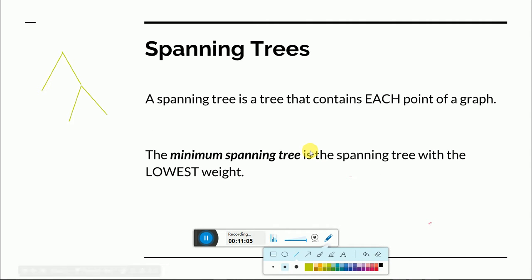Awesome. Now let's talk about what a spanning tree is. If you're given a specific graph, a spanning tree is a subgraph that contains each point of the graph itself. And we said that one of the main keys in discrete mathematics is to talk about optimization. So when we talk about the minimum spanning tree, which will also be referred to as the MST, we're talking about the spanning tree, which means we're going to touch each point. It's going to be a tree, which means we're going to have no cycles. And we're also talking about being minimal, which means it'll have the lowest weight.